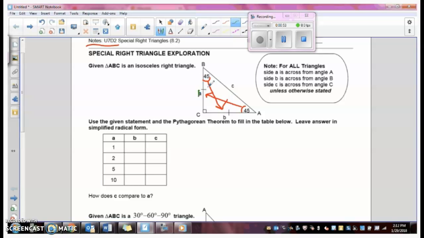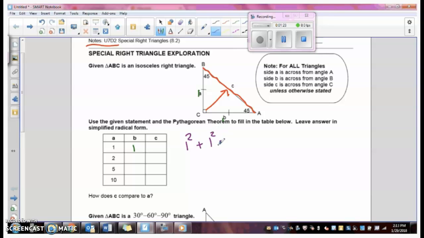Now, you may remember that when a triangle has two angles that are the same, that means that the opposite sides are the same length. So let's say that A is equal to 1, that means that B would also be equal to 1 because they're the same length. And then to find C, all you would have to do is to use the Pythagorean theorem and calculate it. So we know a squared plus b squared equals c squared.